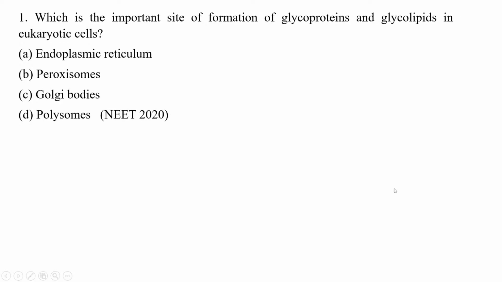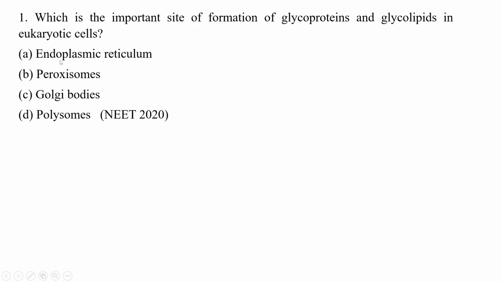So first question. First question is, which is the important site of formation of glycoproteins and glycolipids in the eukaryotic cell? So 4 options are given. You have to choose the correct answer for this question. It has come in the NEET exam 2020, and it is a very good question.